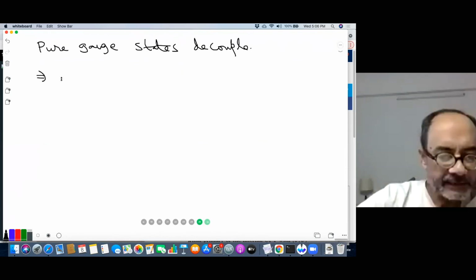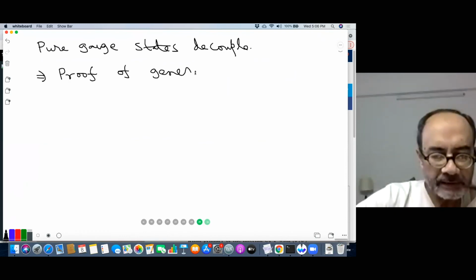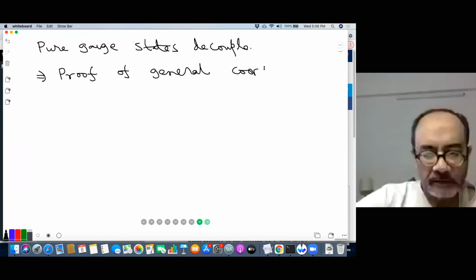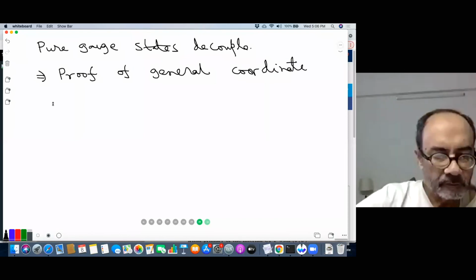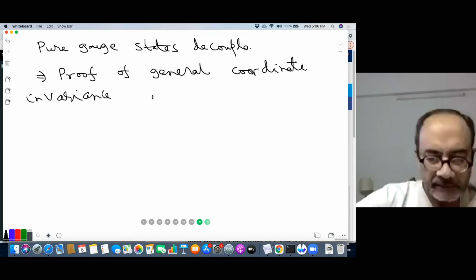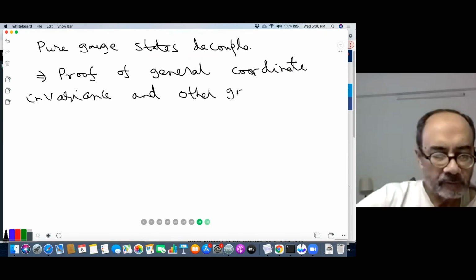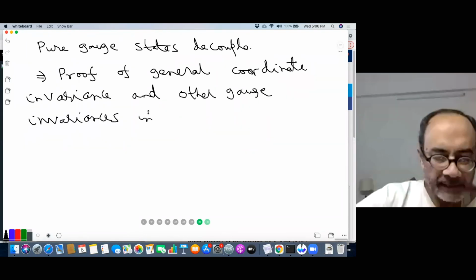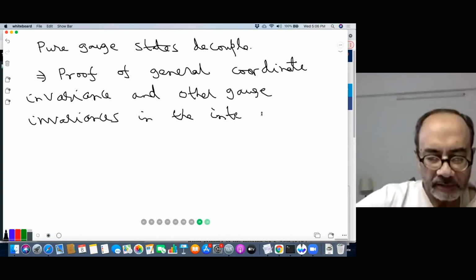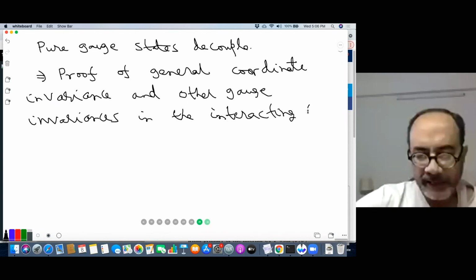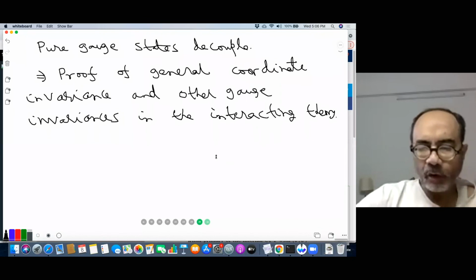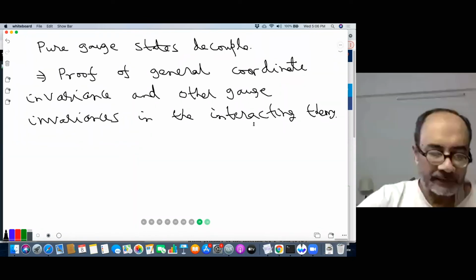And this, in a sense, is the proof of general coordinate invariance, and other gauge invariances like the two-form gauge invariance, in the interacting theory. Because it's not linearized general coordinate invariance anymore. It's the full general coordinate invariance in the nonlinear theory.